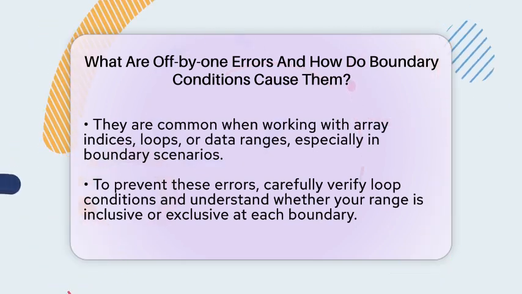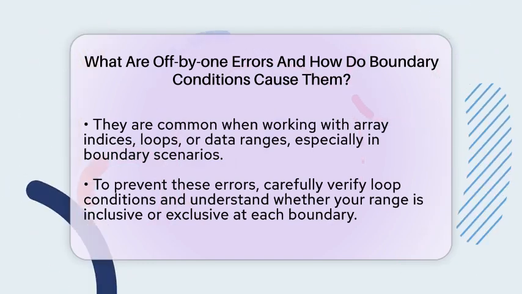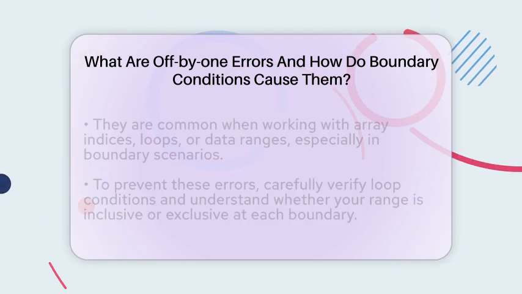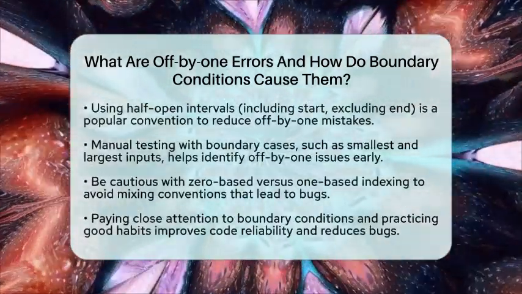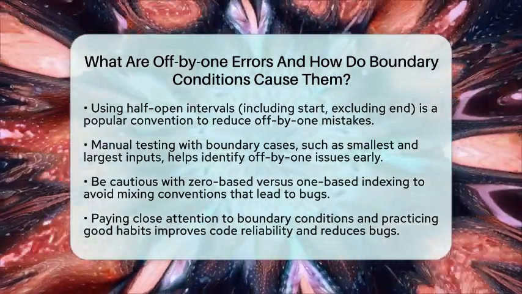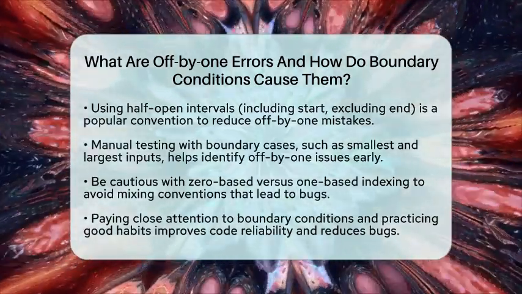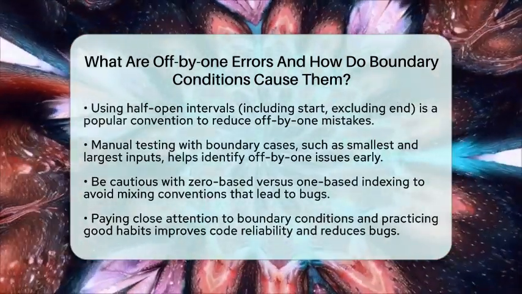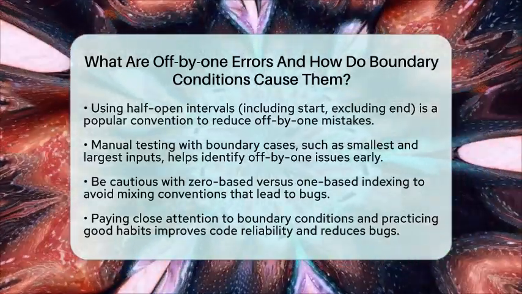You can also do manual walkthroughs of your code with sample data to see if the loop runs the correct number of times. Including boundary cases in your tests is another good idea. Testing with the smallest and largest inputs can reveal off-by-one errors early. Also, be mindful of zero-based versus one-based indexing. Mixing these can cause bugs that are hard to spot.